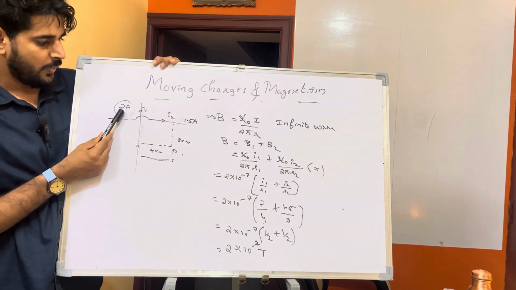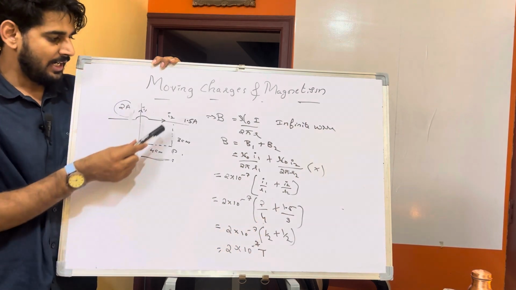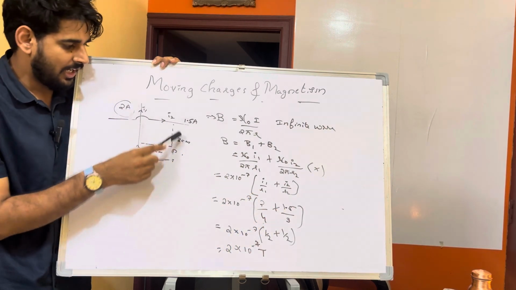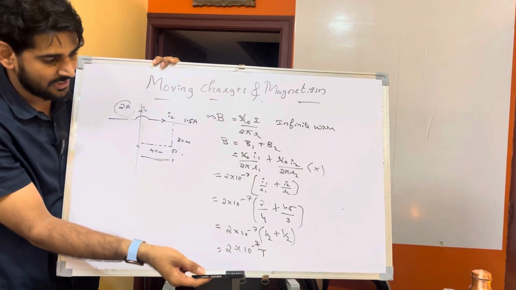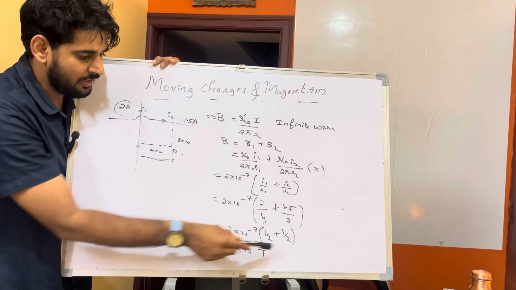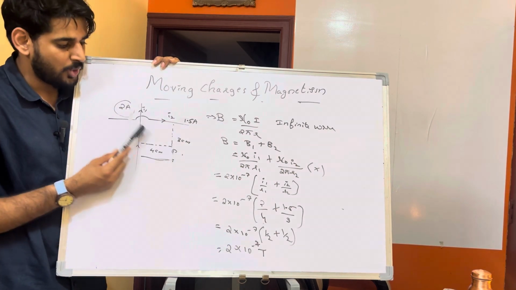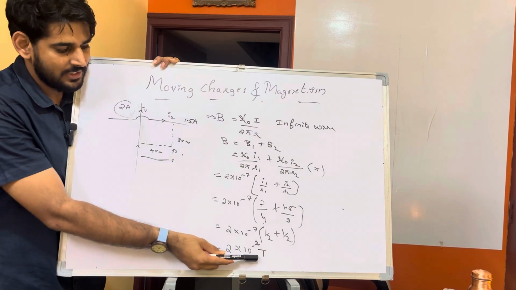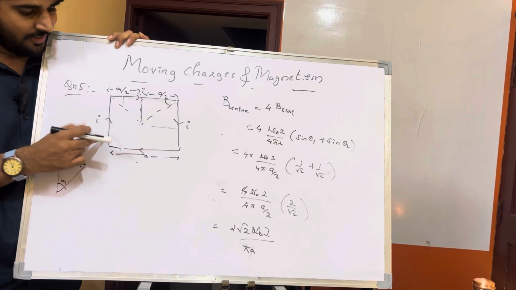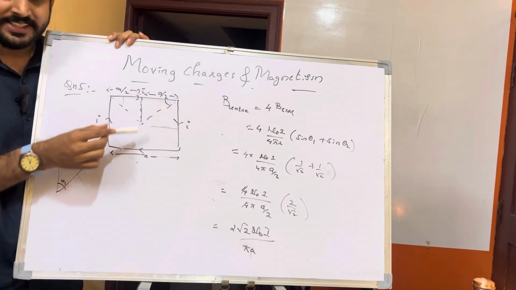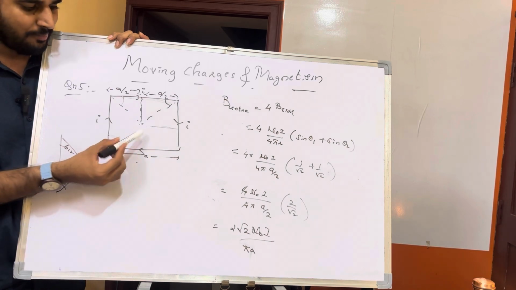I1 is 2 and R1 is 4, so I1 by R1 is 2 by 4, and I2 is 1.5 and R2 is 3. Simplifying, 2 by 4 is 1 by 2, and 1.5 by 3 is 1 by 2. So 1 by 2 plus 1 by 2 is 1, giving 1 into 2 into 10 to the power minus 7. So the final magnetic field strength due to both the wires together is 2 into 10 to the power minus 7 Tesla.